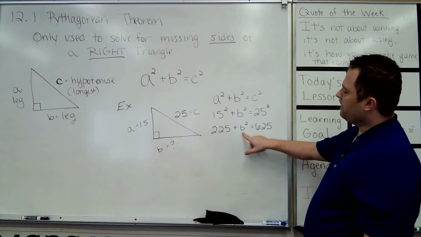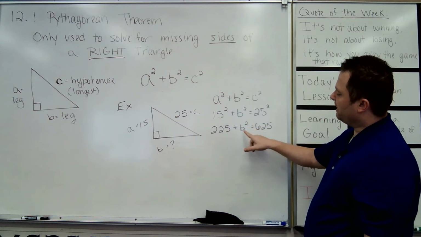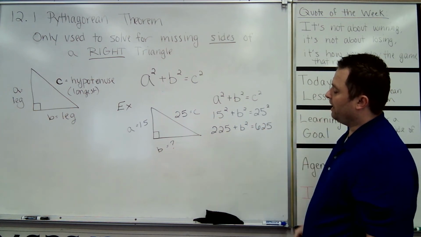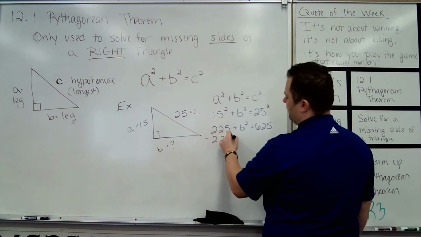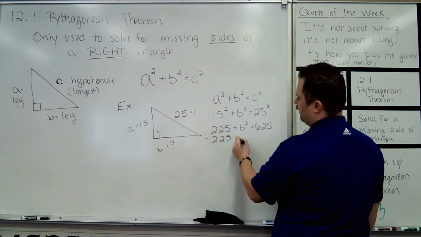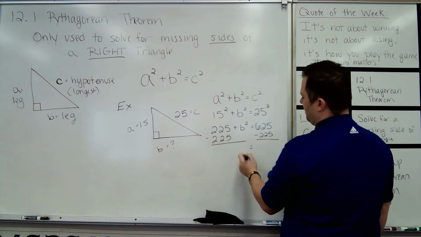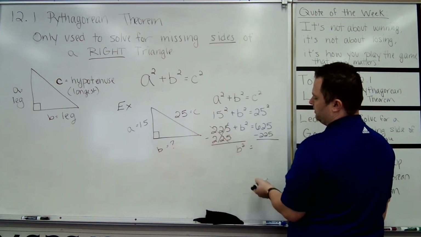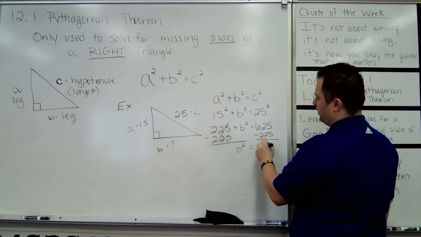Okay, I'm trying to get B squared by itself. And just like I can imagine that this was like an X, if I wanted to get this by itself, I don't want this here. I can get rid of it by subtracting 225 from this side of the equation. And whatever I do to one side, I want to do to the other to make sure that both sides remain equal. This cancels. What's left is B squared. 625 minus 225 is 400.